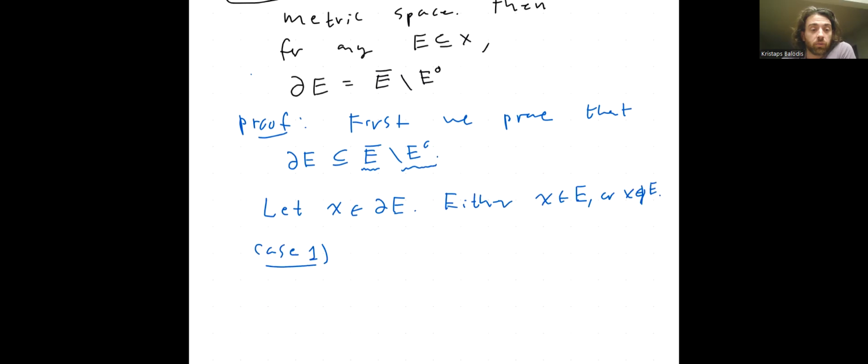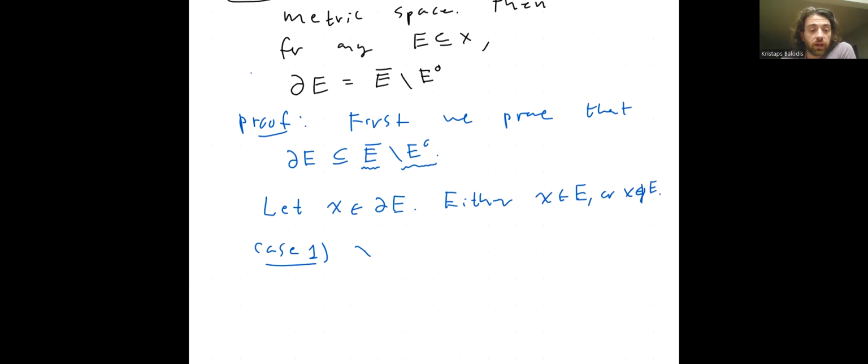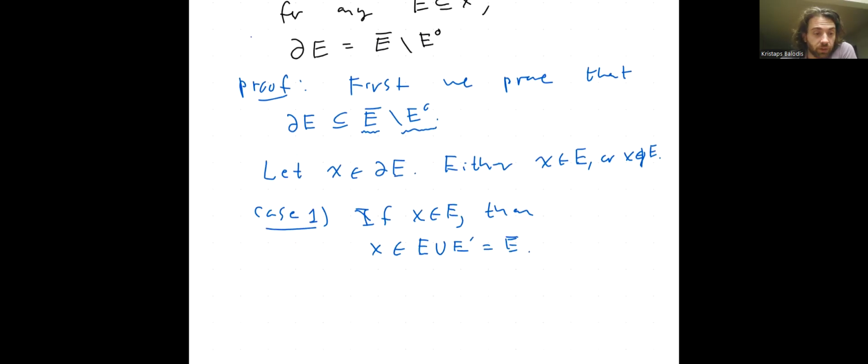Case one will be if x is in E. Well, then that means that x is in E union E prime, but that is exactly what E closure is. And so we're done. That case is very easy to take care of. Case two is going to be a little bit more involved. We're going to have to exploit the properties of the sets that we have. Remember, we're working under the assumption that x is in the boundary of E, so probably that will have to come into play.